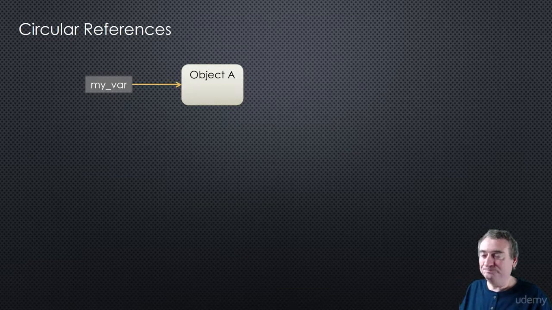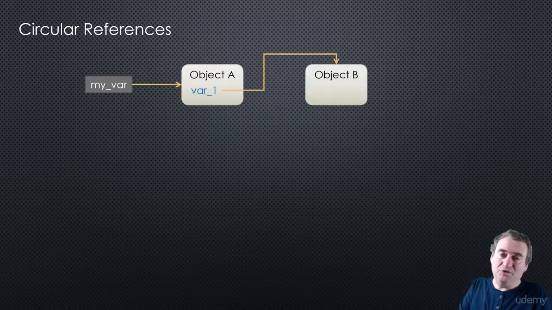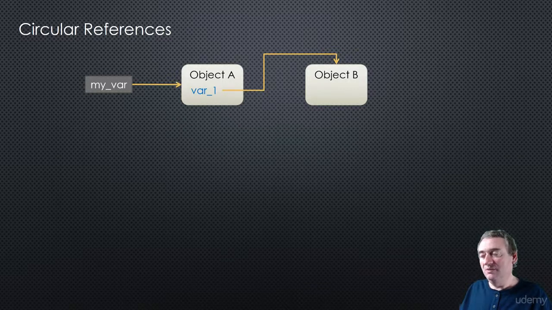So far so good. But let's suppose that object A has an instance variable, let's say var1, that points to another object, let's say object B. So at this point, what happens if we get rid of that myVar pointer? Let's say we point it to None. Then the reference count of object A goes down to 0. Now the reference count of object B is still 1 because object A is pointing to B.